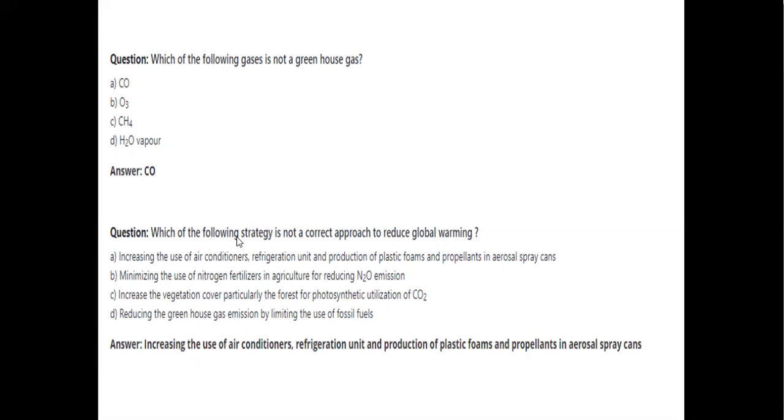Here your question is which of the following strategies is not a correct approach, right? So reducing greenhouse gas is a correct approach. Increasing the vegetation cover is a correct approach. Minimizing the use of nitrogen fertilizer in agriculture for reducing N2O emission is also a correct approach. So increasing the use of air conditioner, refrigerator unit and production of plastic foams and propellant in aerosol spray cans is not a correct approach. So option A is the right answer here.